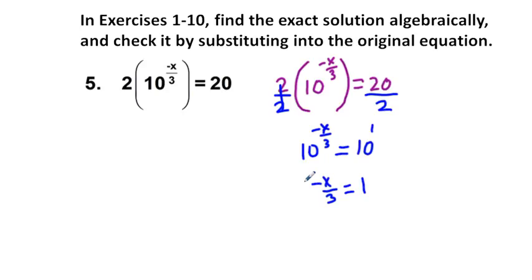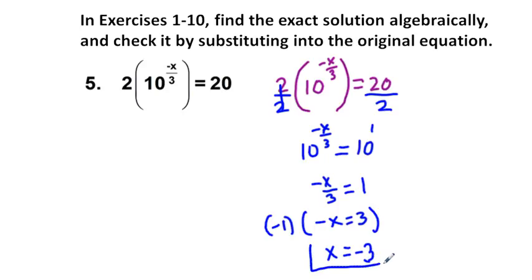And so if we cross multiply the 3, we have negative x is equal to 3. And then if we multiply both sides of this equation by negative 1, we have negative 1 times negative x is going to be x, and then negative 1 times 3 is going to be negative 3. And we box this in as our correct answer.